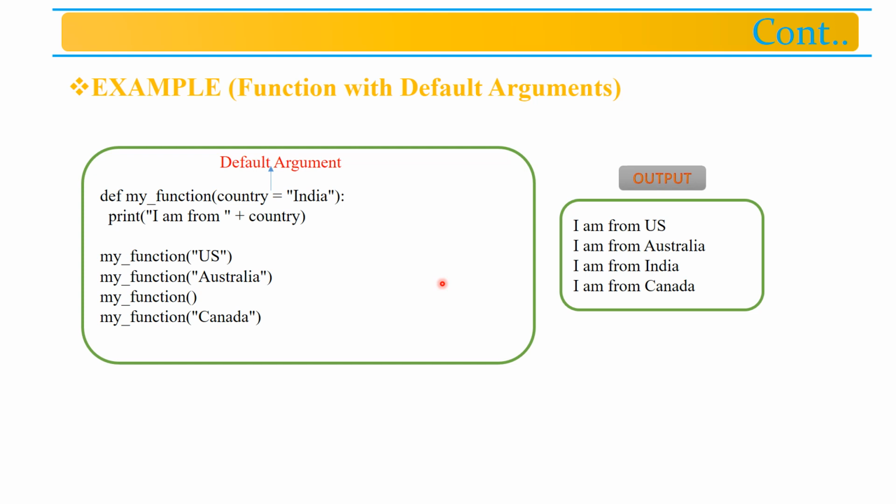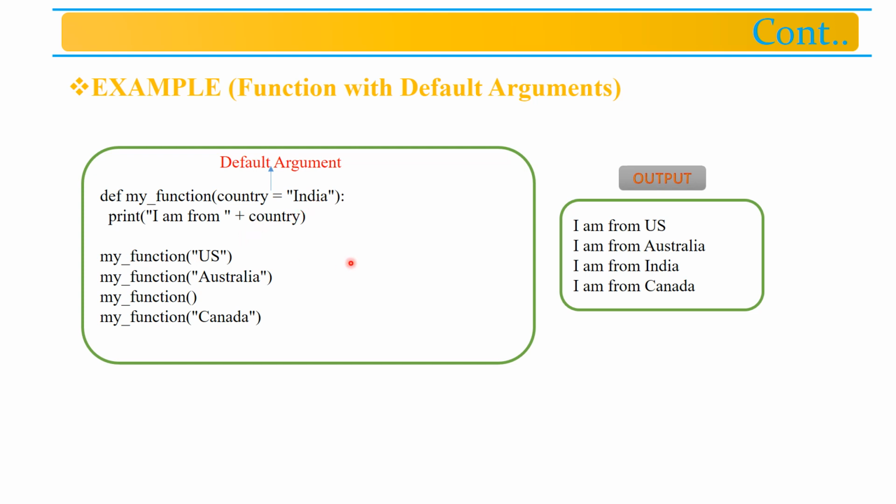The next example is a function with a default argument. Here I have declared a function called my_function. I have passed the parameter with a default value, that is country equal to India. I just print 'I am from' the country, concatenated. First I call the function and pass the parameter value as US. If I have passed the parameter value, that value will be printed. If I have not passed the parameter value as an input, by default whatever value is specified as the default will get printed.